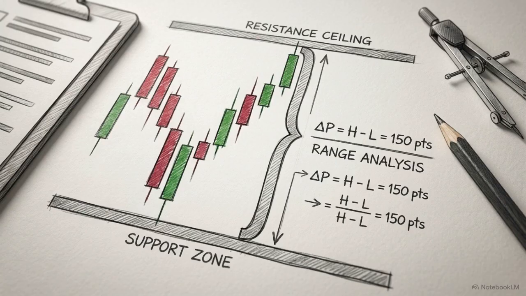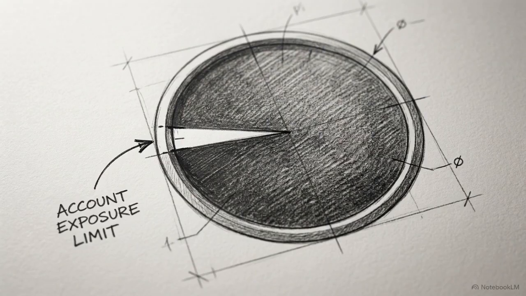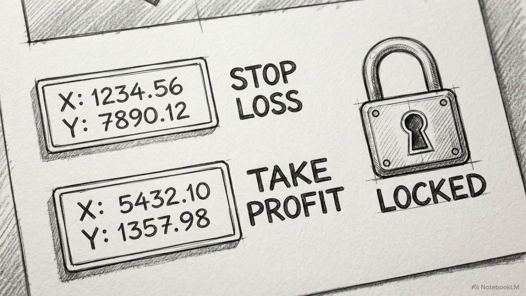You must calculate your position size so that the distance to your stop loss represents no more than 1% of your total account balance. Defining these mathematical targets before the trade progresses removes the need for mid-trade decisions. It ensures your capital is protected by a preset exit strategy.